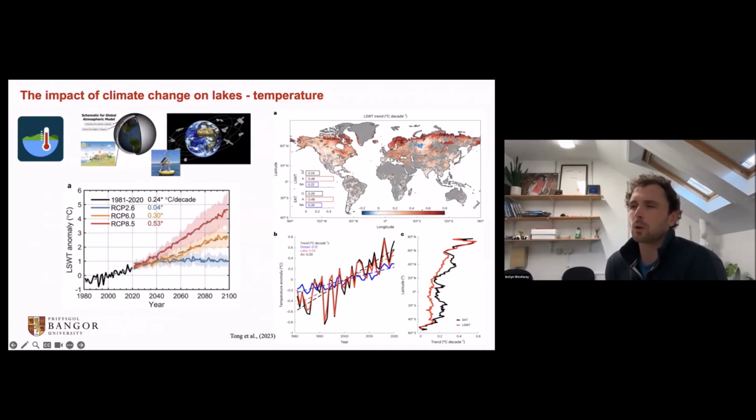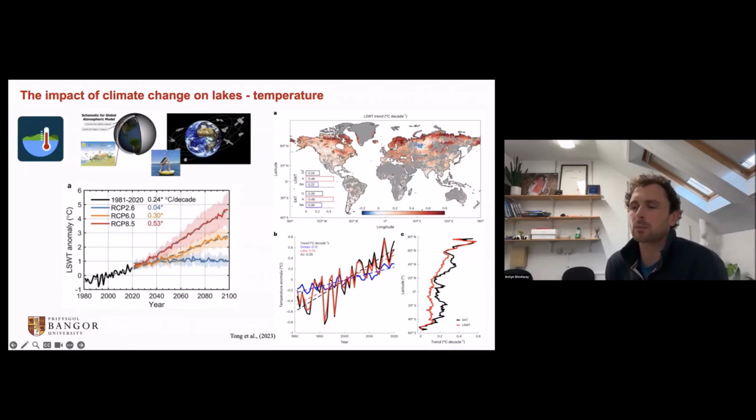So you'll all probably be aware of RCPs. RCPs stand for representative concentration pathways, and these basically show different global warming scenarios, so greenhouse gas scenarios. RCP 2.6 is a low greenhouse gas scenario, RCP 6.0 is a medium high, and then 8.5 is a very high greenhouse gas emission scenario.